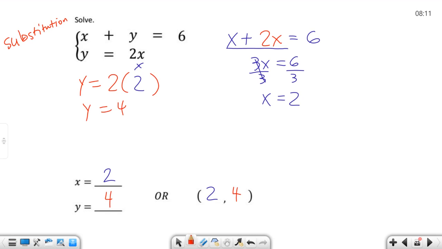Anytime you solve these, whatever equation I use to get the second variable, I just used this equation, test it in this one. Just check it here. So I have 2 plus 4. What is 2 plus 4? 6 equals 6. Checks out.